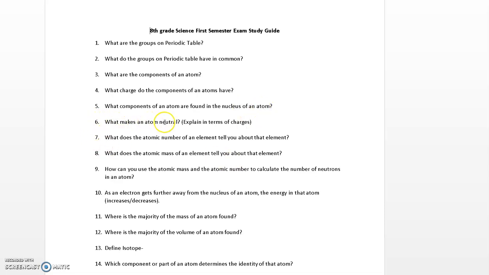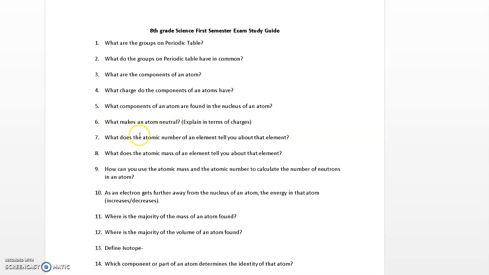Number 6, what makes an atom neutral? So, whenever you're thinking about the components of an atom, protons are positive and have a positive charge. Neutrons are neutral, so they have no charge. Electrons have a negative charge. So for something to be neutral, the positive and negative charges need to be the same. So for instance, it has to have the same number of protons as electrons. If you have 2 protons and 2 electrons, then the atom is said to be electrically neutral. It has no overall charge.